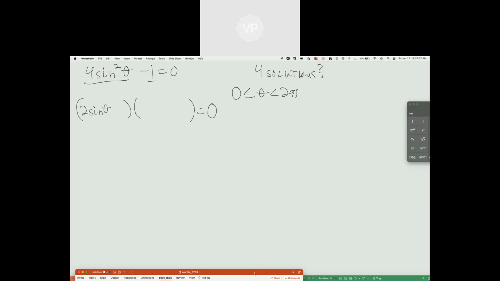This is going to be the difference of 2 squares. I have 2 sine and 2 sine. You guys see when I FOIL that, that gives me the 4 sine square. Then I have the plus 1 and the minus 1. That's how I get the minus 1.